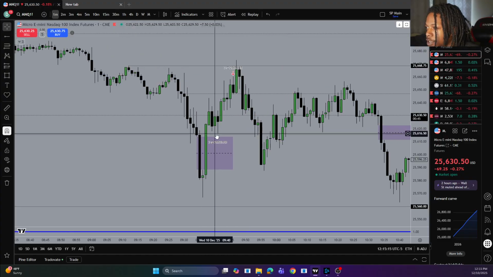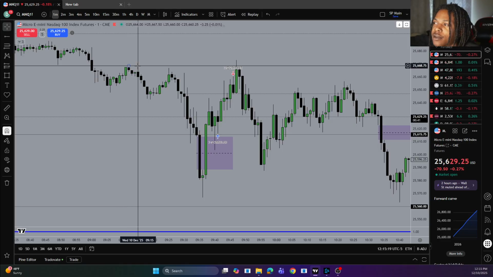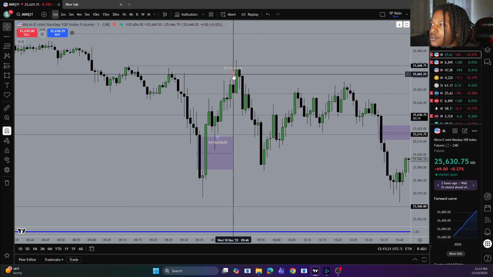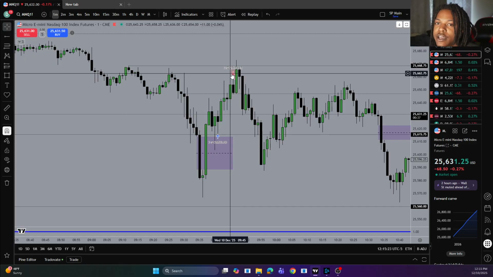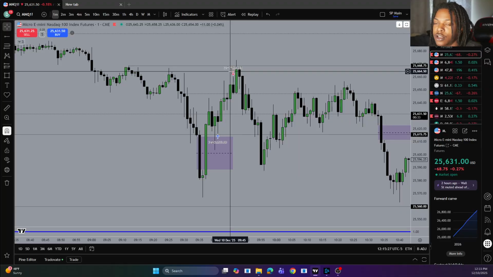Then I entered in right around here and I took my profit out right above here, just kind of this candle. So at the very high of this candle, I took out profit. I didn't even wait for the next candle to come and spike the high. I just closed my profit.